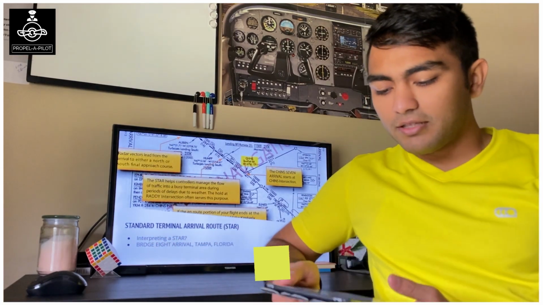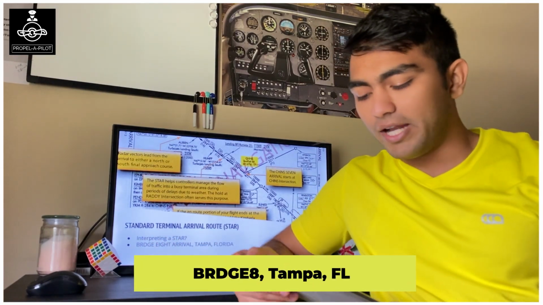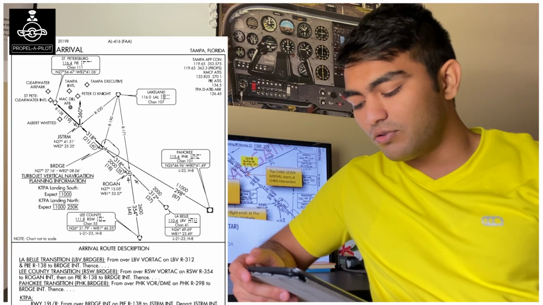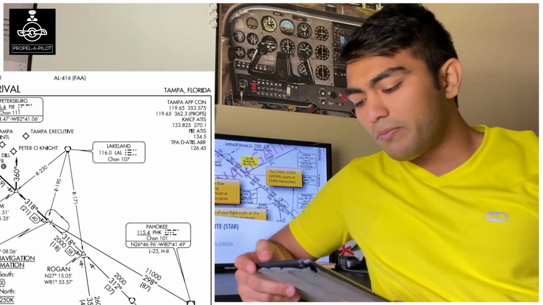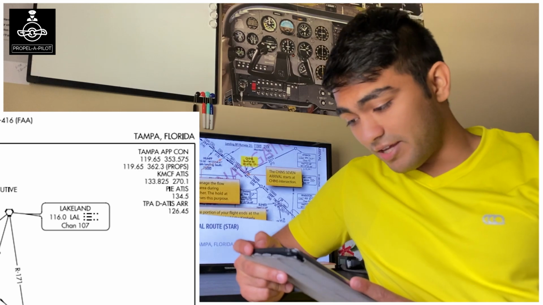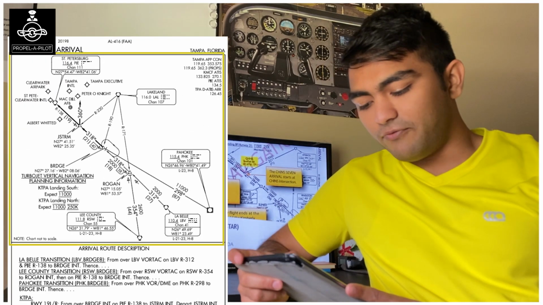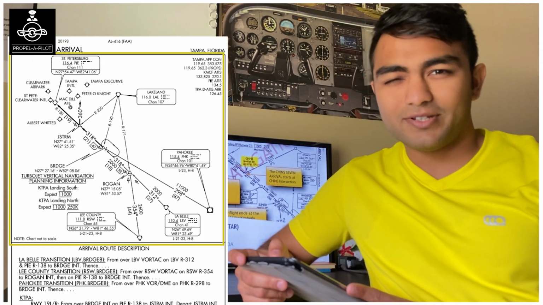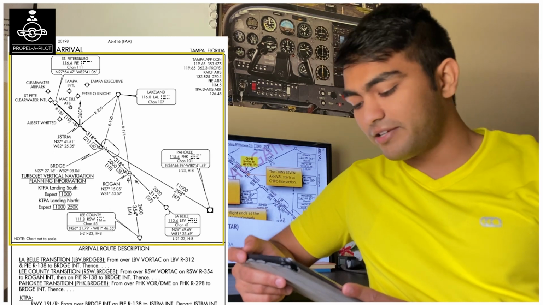Okay, taking the Bridge 8 arrival in Tampa, Florida as an example, let's take a look at the plate. On the top right corner, you have all the frequencies that you need. Then you have the plan view. Plan view is nothing but the top view of the procedure.